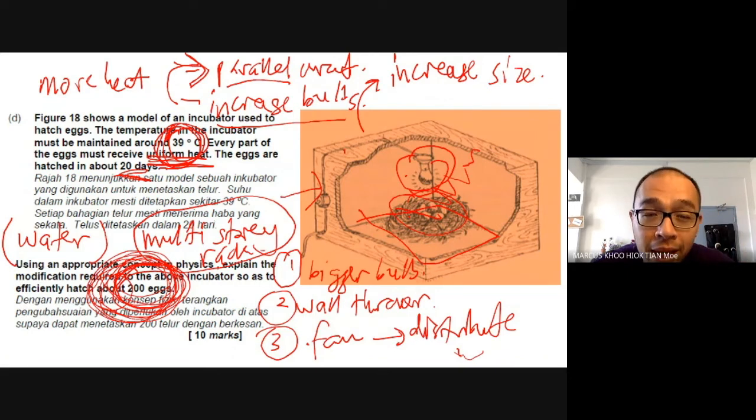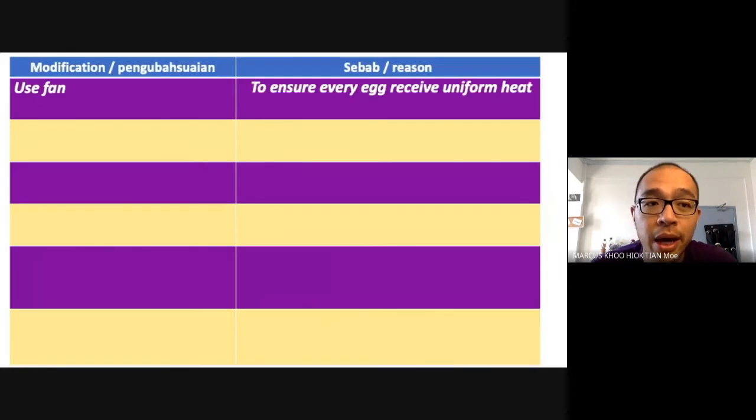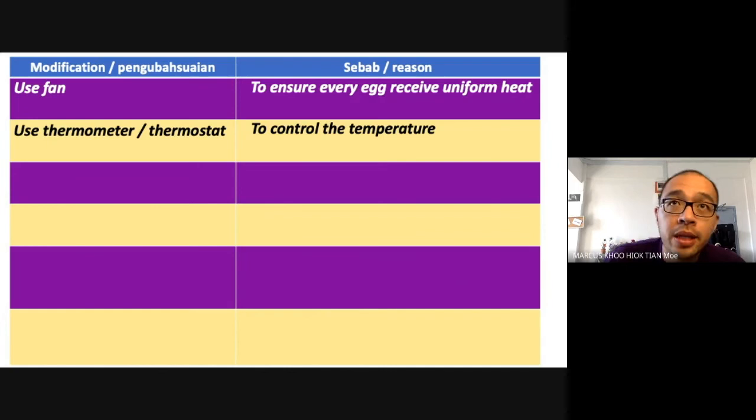How do you maintain the 39 degrees Celsius? You add a thermometer or thermostat so that you can control the temperature. Okay, if you see that it is more than 39 already, then you need to reduce the number of bulbs that are being used.